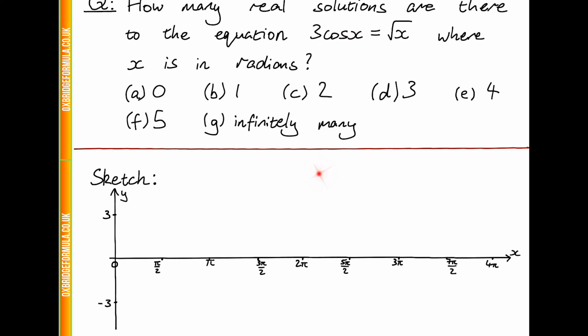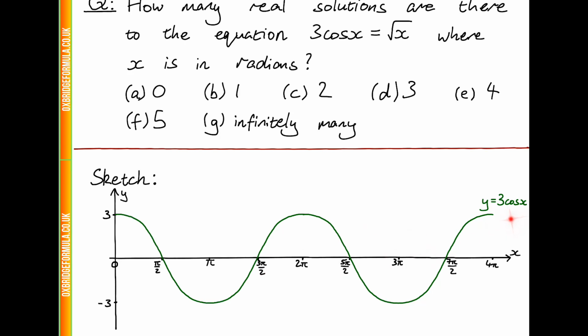So cos x starts at plus 1, and since we're multiplying by 3, this graph is going to oscillate between 3 and minus 3. So it will come down from 3, back up to 3 at 2 pi, and then go down again and come back up to 3 at 4 pi. So it will look something like this.